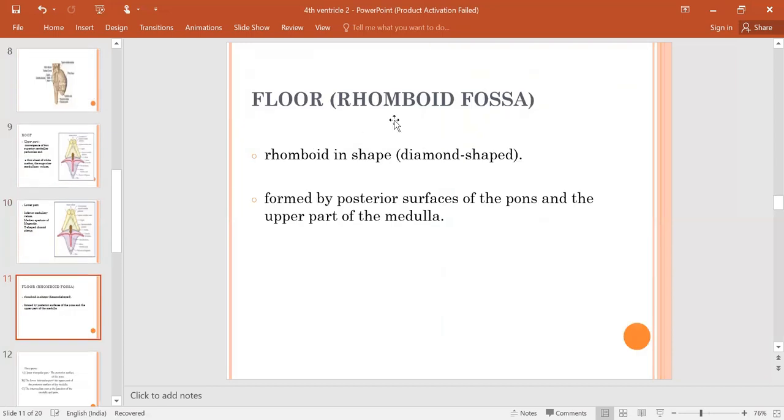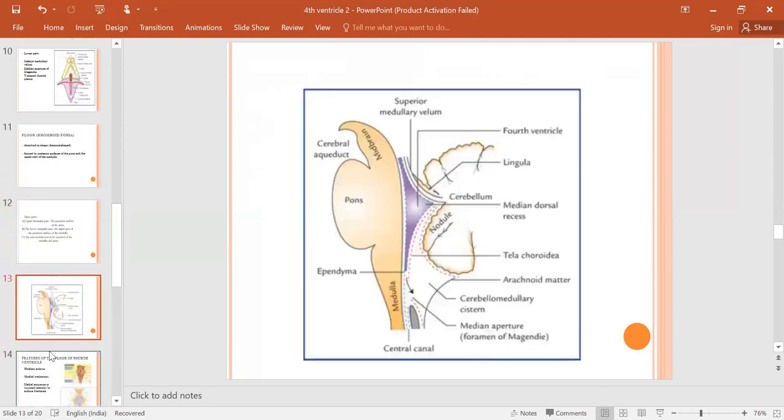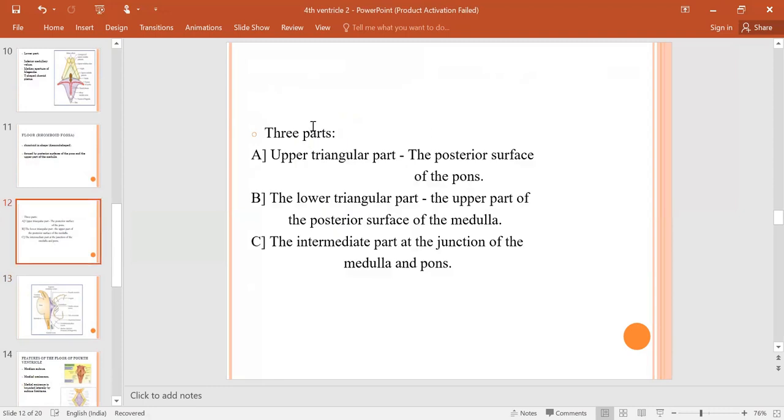Then our fourth ventricle has a floor, and this floor is rhomboid in shape. So it is also called the rhomboid fossa. This floor is formed by the posterior surface of the pons and the upper part of the medulla oblongata. The floor has three parts, or the floor is subdivided into three parts: an upper triangular part, a lower triangular part, and an intermediate area. So the upper triangular part of the floor is formed by the posterior surface of the pons.